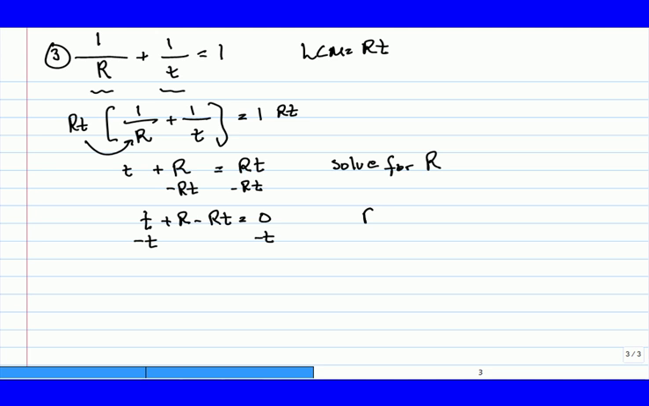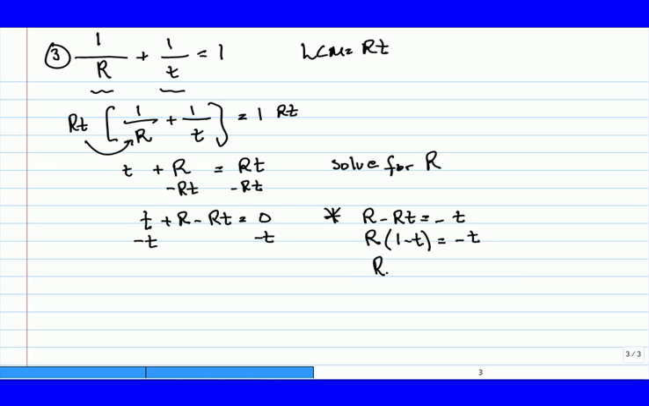So what do I have? R minus RT equals now negative t. Does that make sense? I'm solving for r. That means I want r by itself. Look, this is the step you really need to understand. I pull the r out: r times 1 minus t. Do you see that? I used the distributive property and factored out.